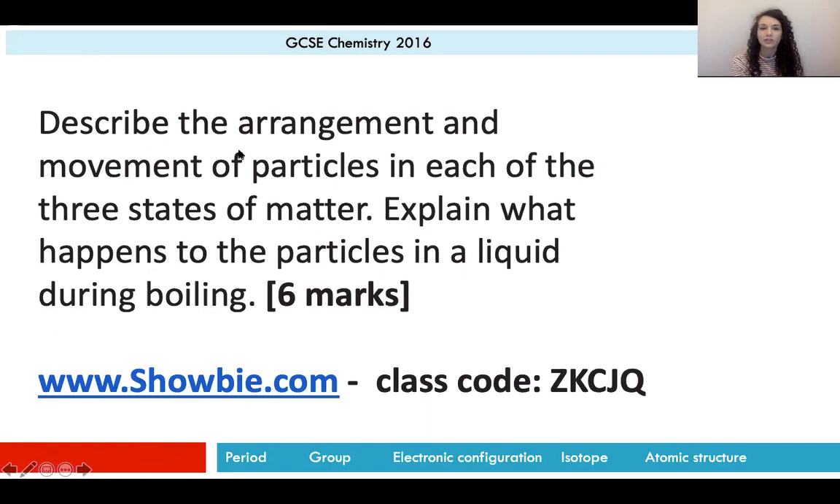So the question is, describe the arrangement and the movement of particles in each of the 3 states of matter. That's the first part of the question. And then explain what happens to the particles in a liquid during boiling. That's the second part of the question. Often 6-mark questions have 2 parts to them like that. So you need to make sure that you write some points for that first part and some points for that second part. Okay, so if you don't have access to Shobi or you can't use Shobi, then just write it out on a piece of paper.